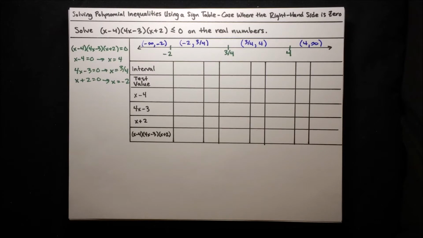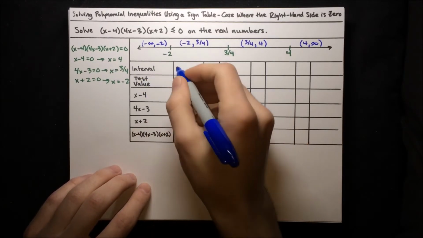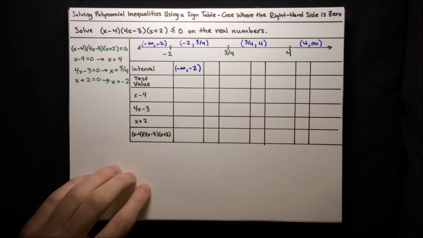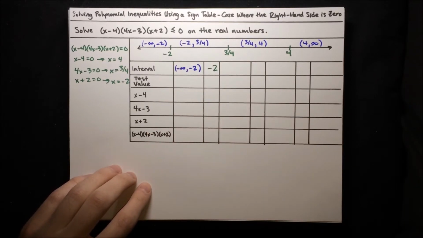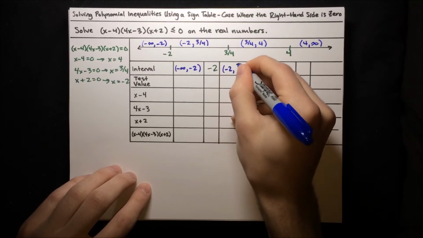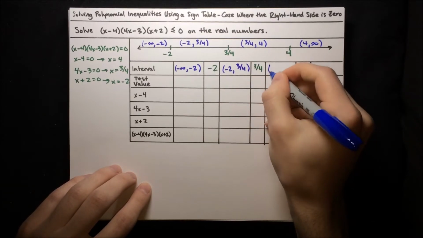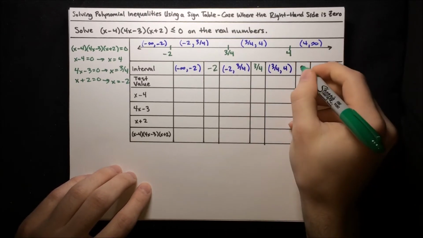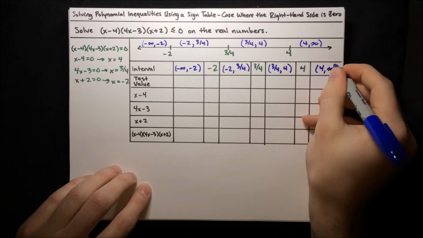To organize all of this, we're going to use a sign table. So let's go ahead and write our intervals in the top column. There's -infinity to -2. And then we'll also write down our roots here, -2. And then the next interval, -2, 3/4. And then the next root, 3/4. And then the next interval from 3/4 to 4. And then the next root of 4, and finally the last interval from 4 to infinity.